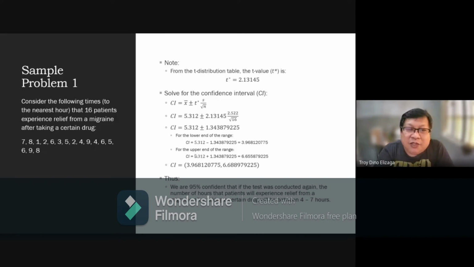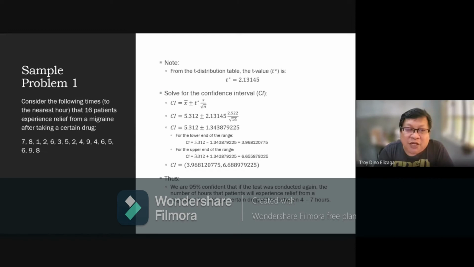So we now plug in the values of the mean, of the t-value, the standard deviation. Of course, you already know the sample size. So the mean is 5.312 plus and minus the t-value, which is 2.13145, times the standard deviation, which is 2.522 over the square root of the sample size, which is 16.